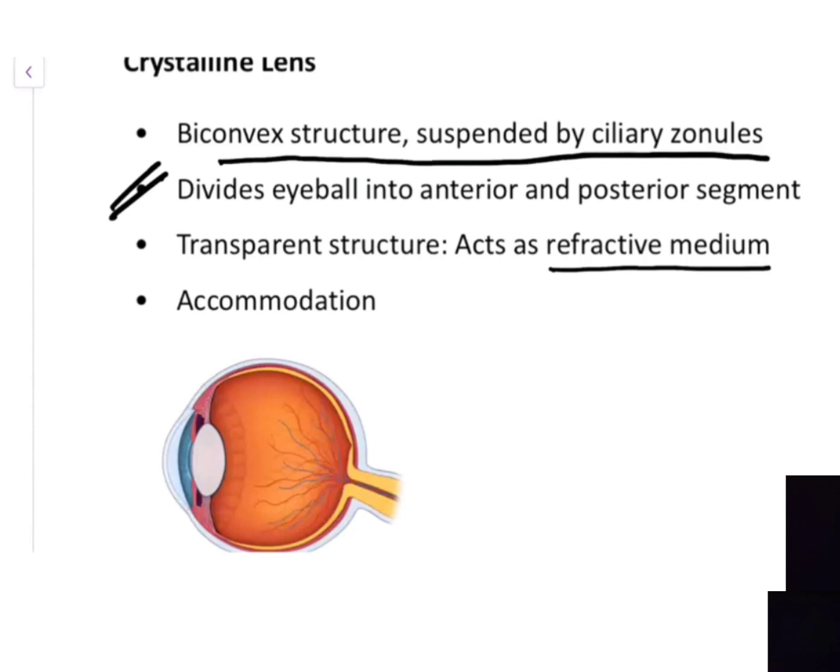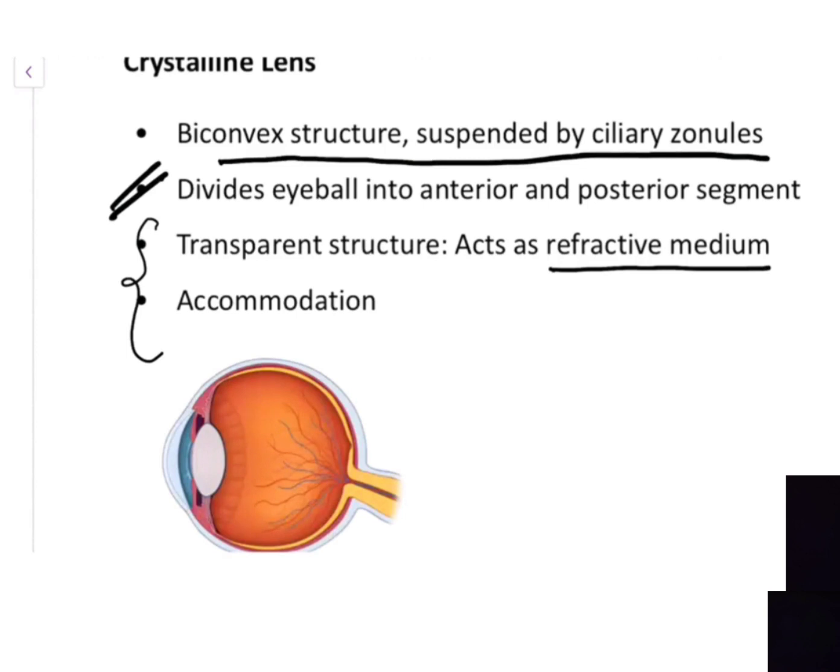But it also helps in this process of focusing or accommodation, which we just learned, by changing its curvature. So when you try to change your focus from a distant to a near object, with the help of the contraction of the ciliary body, the curvature of the lens changes, and that is what helps you to focus at a near object. That is called accommodation. So what are the functions of the lens? Number one, it acts as a refractive medium. Number two, it helps in accommodation. And it divides the eyeball into two parts, the anterior segment and the posterior segment.